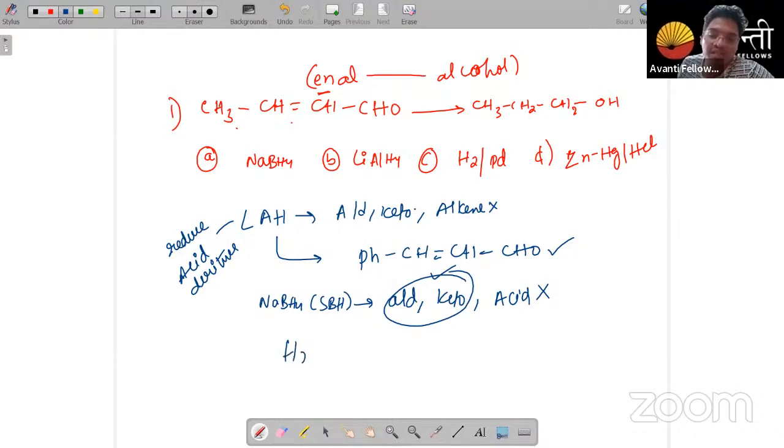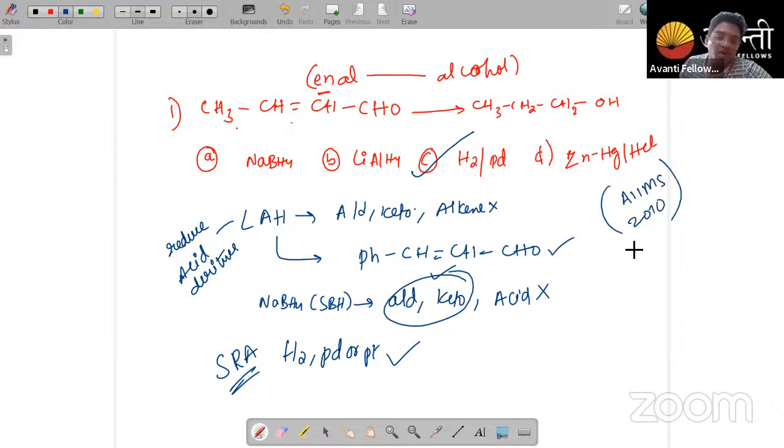But H2 in the presence of platinum or palladium or nickel is a very strong reducing agent. So what can we say from here? This can reduce alkenes, alkynes also. It can reduce aldehydes, ketones, and acids and their derivatives. So the answer is H2 in the presence of platinum or palladium. This question came in AIIMS 2010. These are some important things people need to remember.